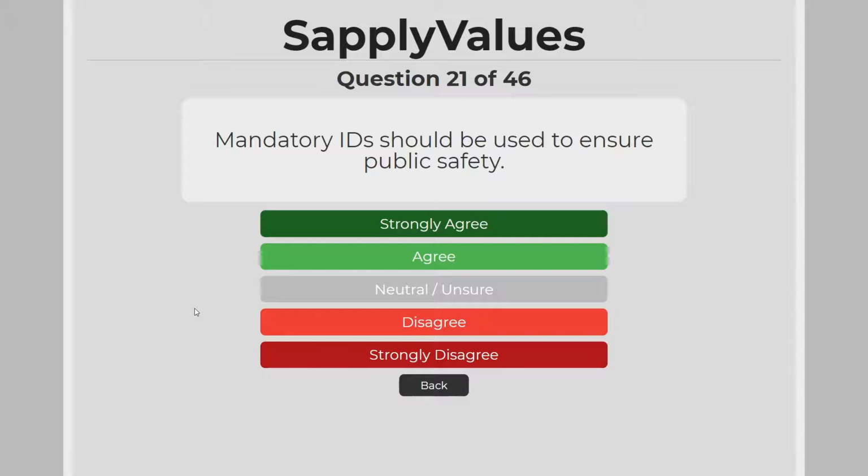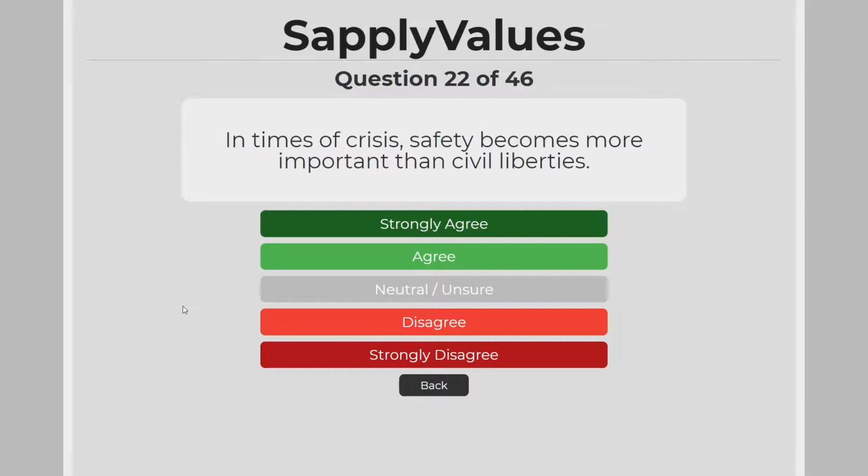Mandatory IDs should be used to ensure public safety. I don't think mandatory IDs can ensure public safety. I mean, maybe if the government knows who you are immediately. So I guess kind of, but I don't think it should be used to ensure public safety. I would go disagree with that. In times of crisis, safety becomes more important than civil liberties. I would strongly agree.